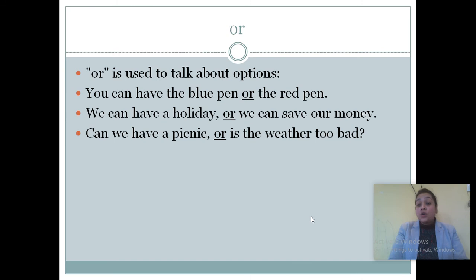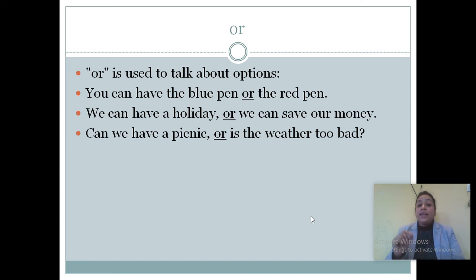Now we are talking about or. Or is used to talk about options. When we are talking about two options, you have to take pen or pencil. You can have the blue pen or the red pen. You can't have both of them. You just have to take one. So when we are talking about choices or options, we use or.